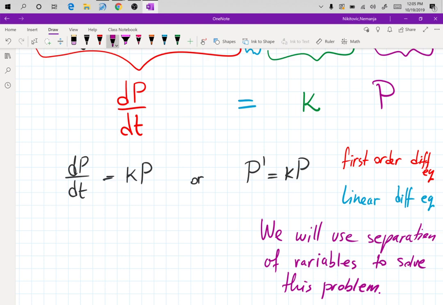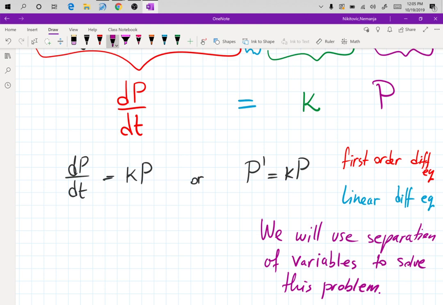So, do we see the title? Separation of, this should be a V, not R. It looks like R, so I'm bothered. Variables. There we go. So, separation of variables.